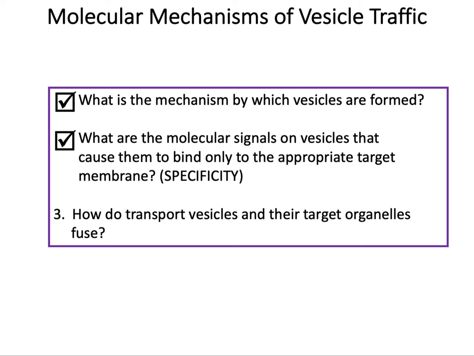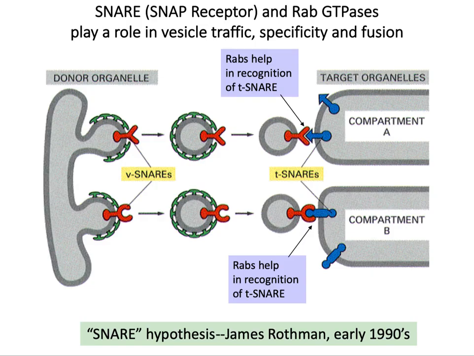So the second question we want to address: what confers the specificity in the system? How does a particular vesicle know what target organelle to bind with? There are two major classes of proteins that regulate the specificity of the event. One is known as the SNAREs. The other family of proteins is known as the Rab family of GTPases. So let's first take a look at the SNAREs and the Rabs.